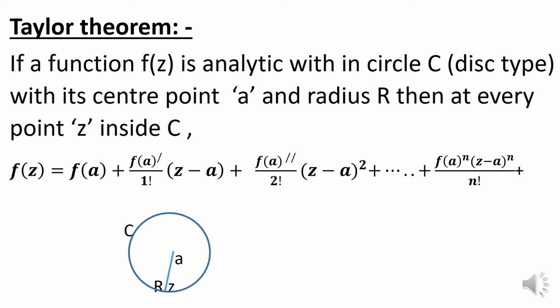So this article is basically for complex analysis, right? Suppose that a function is analytic within the circle C, this type is there, this is the center a, and this is the radius. Then at every point z inside this circle or on the disk, you can say f(z) will be equal to f(a) plus f'(a) by 1 factorial (z minus a) plus f''(a) by 2 factorial (z minus a) squared, plus so on, that we want to prove.